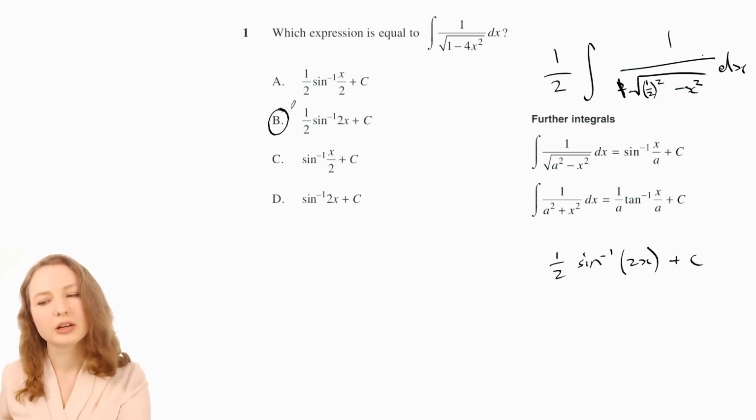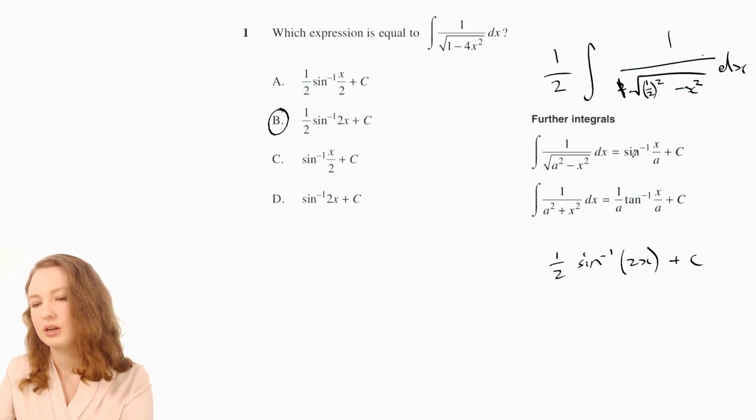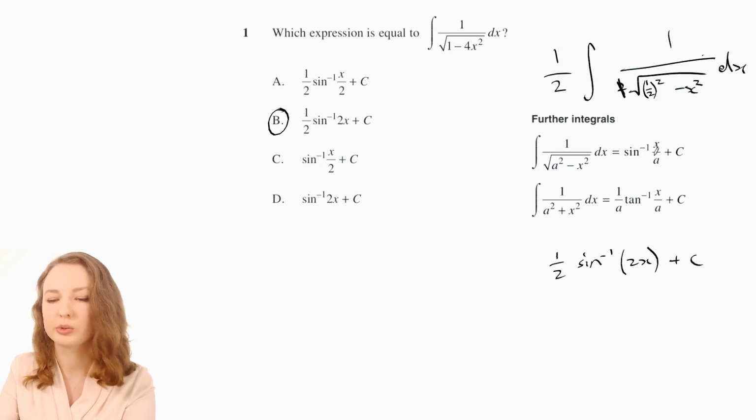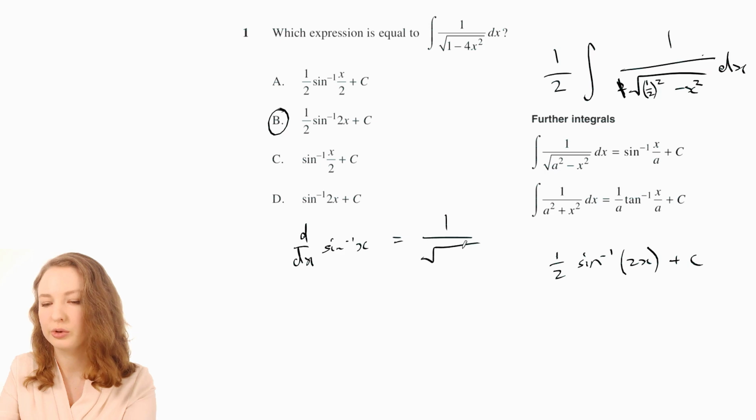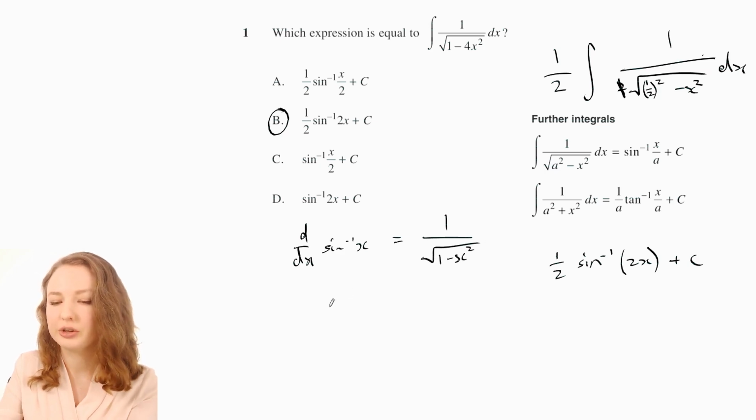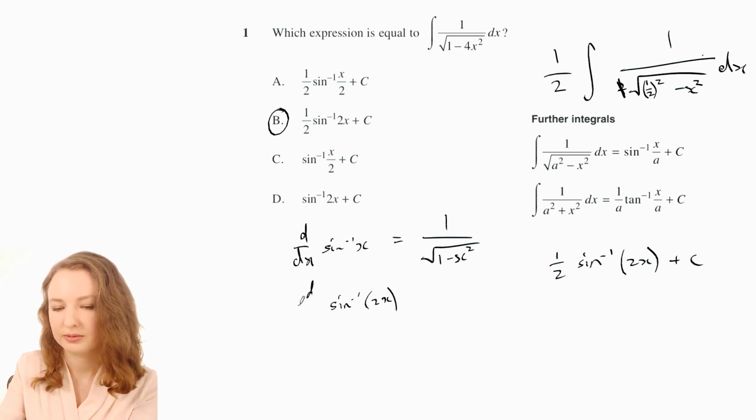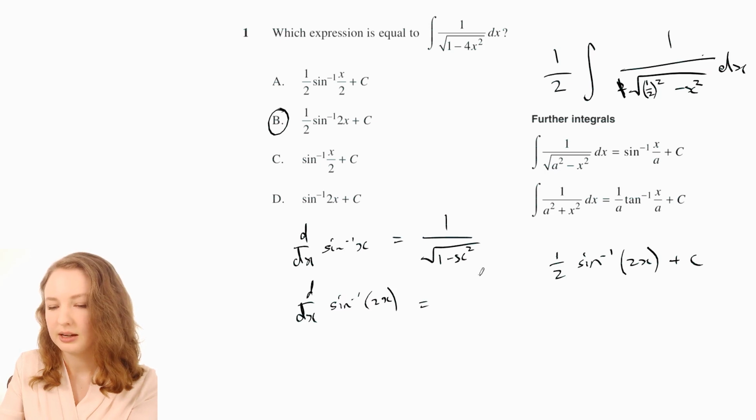The way that I did it, though, I find these a bit weird. The way that I thought about it was that I know that the derivative of arcsine x is 1 over root 1 minus x squared. And so I know that if I do arcsine of 2x, then instead of x being there, we're going to have 2x, and that'll give us that 4. So you get 1 over root 1 minus 4x squared.